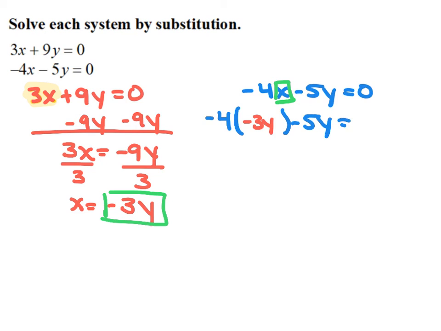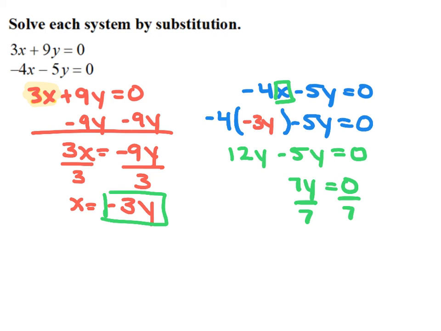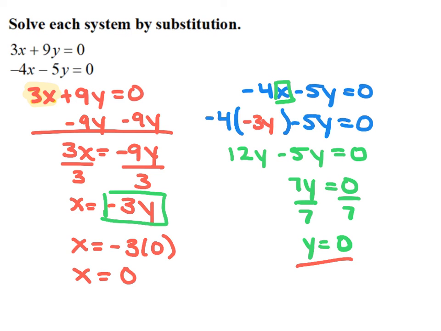minus 5y equals 0. If I simplify, it becomes 12y minus 5y is 0. So that'll give us 7y equals 0. When we divide both sides by 7, we get y equals 0. Now you can take this value of y and plug into the other equation. So you get x equals negative 3 times 0. So it gives you x equals 0. So the solution to the system is 0.